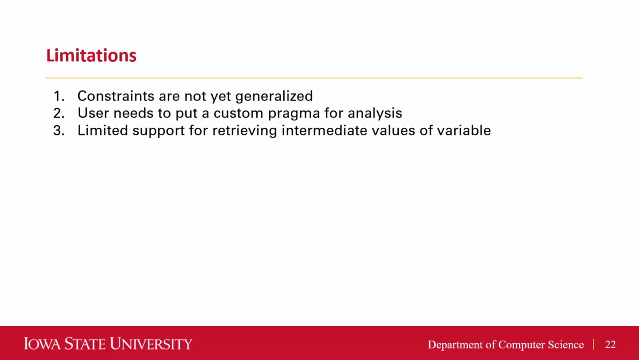And there's limited support for retrieving the intermediate values of the variables. Like I mentioned, in the original work, they use symbolic execution to get the values of the variables. For example, we've seen from DRV54, we bounded the values for n and m, and we were able to do that because we could determine those statically. In the original work, they use symbolic execution to check those values.